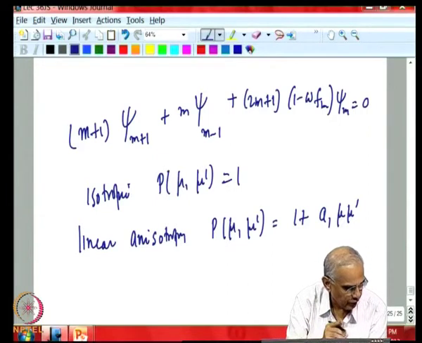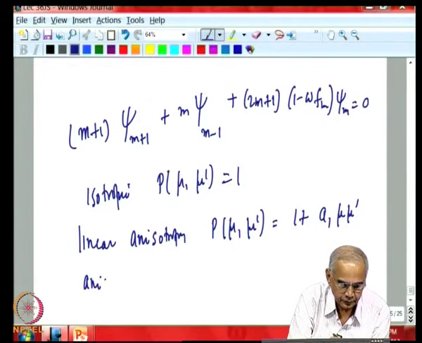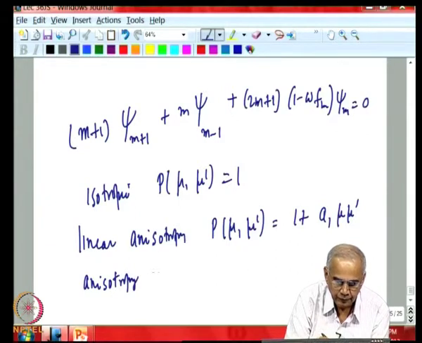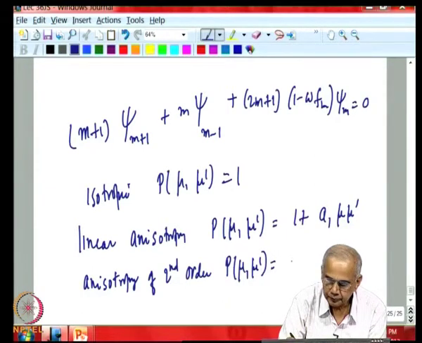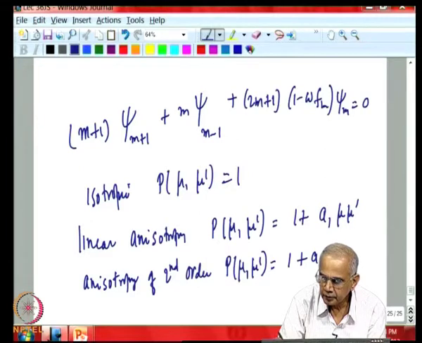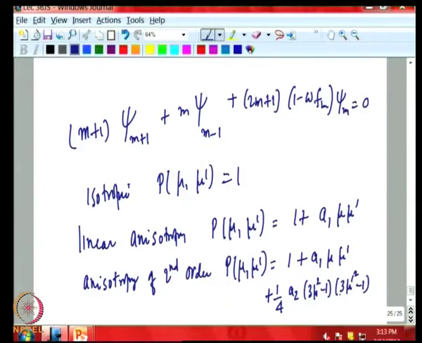If this is too simple, you can go for nonlinear anisotropy, of second order, and that will look like what you already wrote there, the linear one, and the nonlinear one is typically, the nonlinear one has square dependence on both mu and mu prime squared.